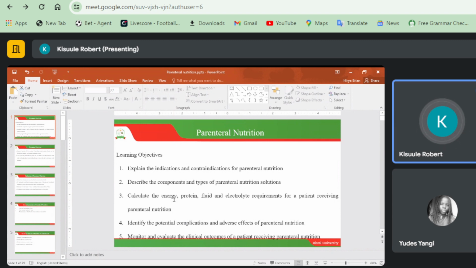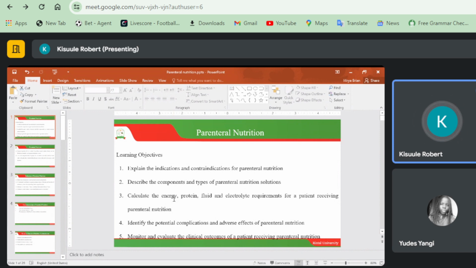I also would like you to describe the components and types of parenteral nutrition solutions, and also calculate the energy, protein, fluid, and electrolyte requirements for a patient receiving parenteral nutrition. We'll also be looking at that. Sometimes it's a little challenging, but nowadays, with a lot of software, everything can be calculated.